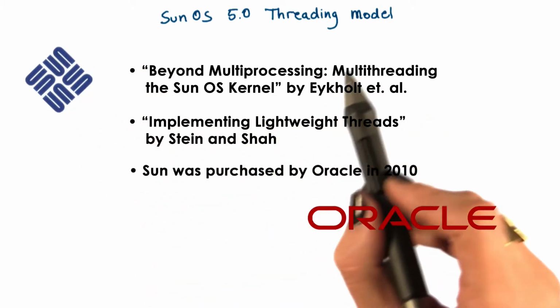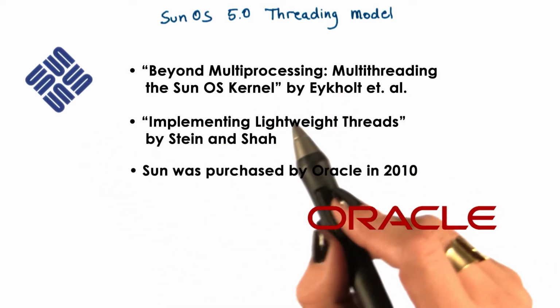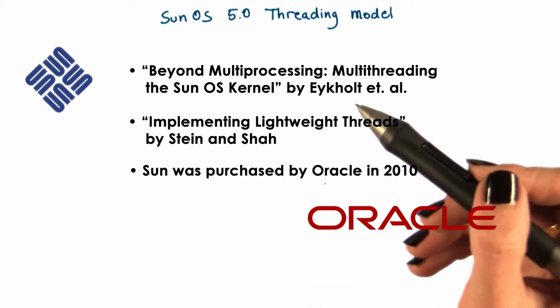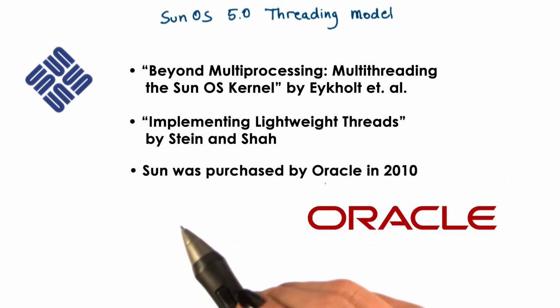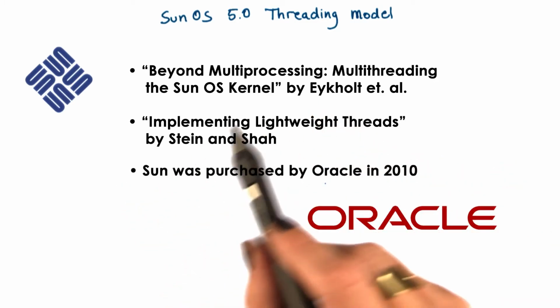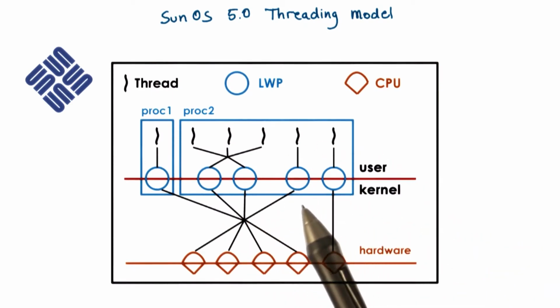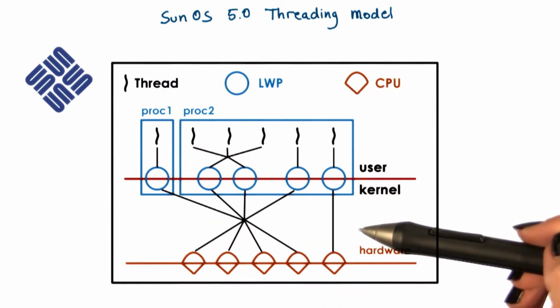It was bought by Oracle in 2010, but it was very well known for the quality and stability of its Unix distributions. It was also one of the leaders in introducing new and revolutionary features into the kernel. And this is why we're looking at its threading model. This is a diagram from Figure 1 in the Stein and Shaw paper, Implementing Lightweight Threads, and it illustrates quickly the threading model supported in the operating system.